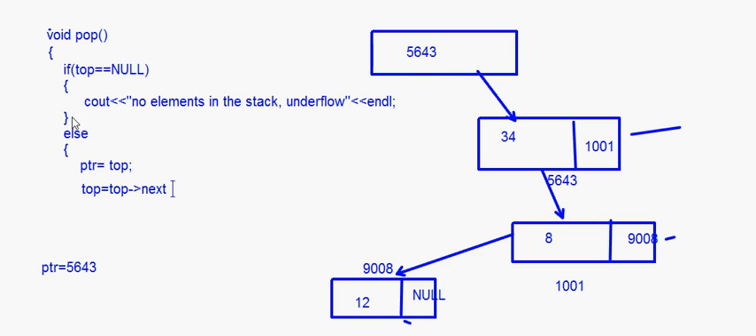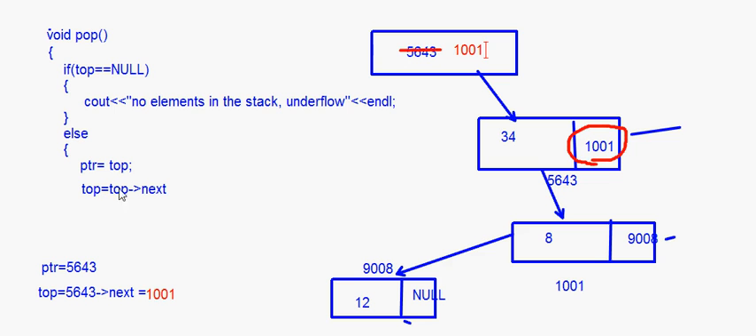Now what is the address in top? Address in top is 5643. So when I say top is equal to top next, then top becomes equal to 5643 next, right? So what is 5643's next? The next of 5643 is this one, 1001, right? So this 1001 comes over here. So now what happens is top becomes equal to 1001. So that is gone, and here you have 1001, right?